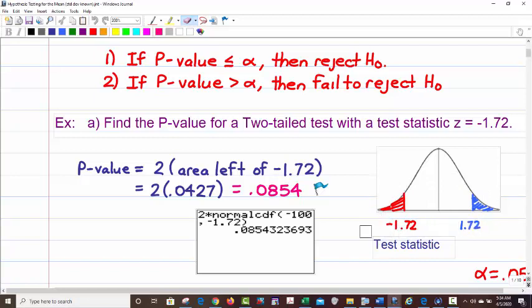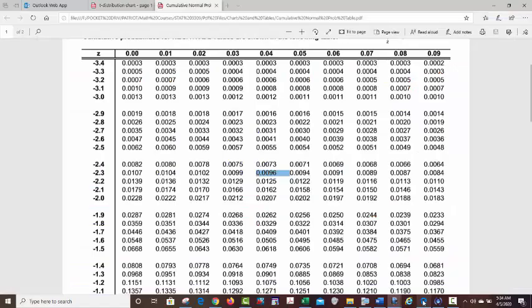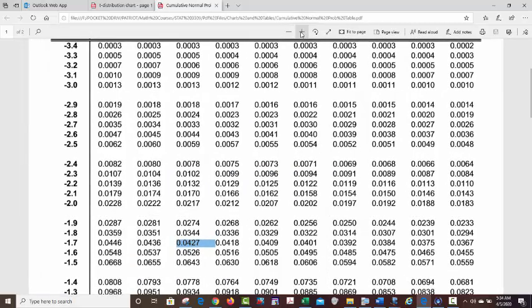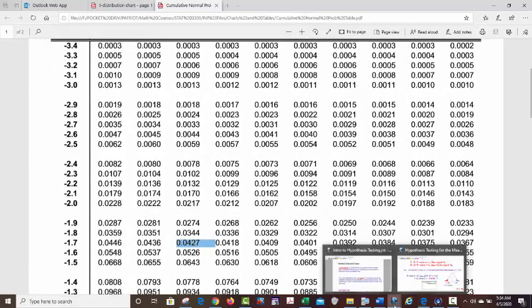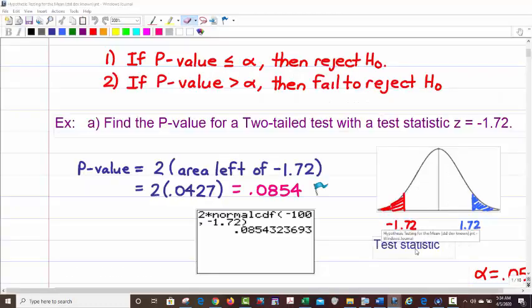So if I look up negative 1.72 on the chart, come down here, there it is. It's 0.427, but I have to double that. Multiply it by 2, our p-value is going to be 0.0854.